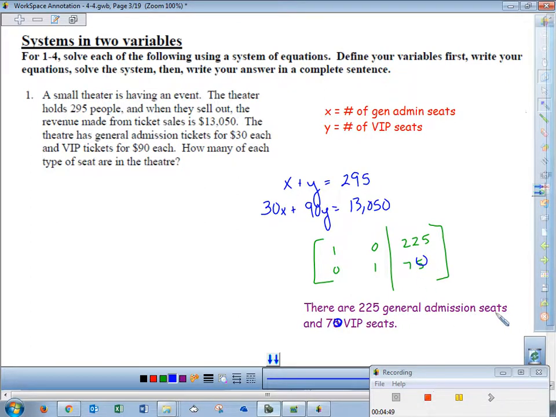There's 225 general admission seats. Right, that's what this 225 is all about. That's 225 general admission seats, and there are 70 VIP seats. So we answer our question in a complete sentence. We defined the variables, we wrote our equations, we let the matrix do the work. Here's our solution right here. And now there are 225 general admission seats, no abbreviations there, and 70 VIP seats.